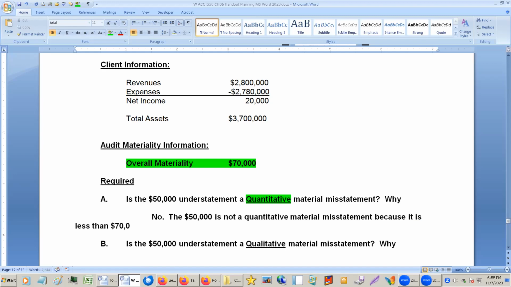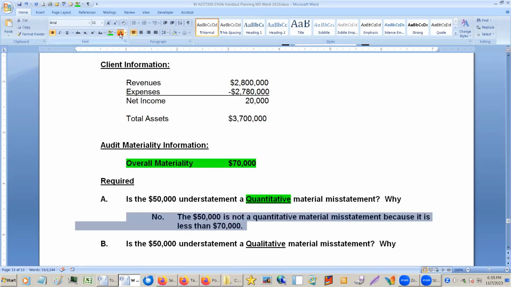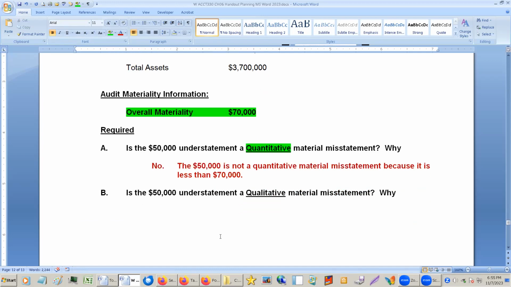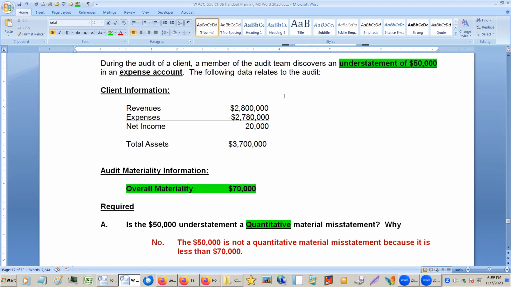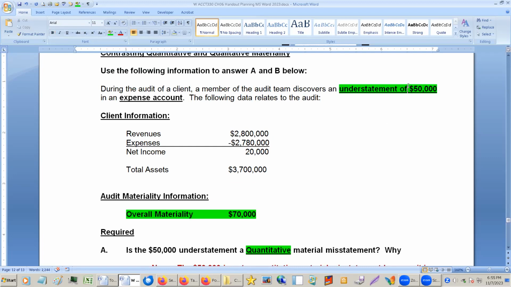So this is actually an immaterial misstatement quantitatively. Clean this up a little bit. Okay, now qualitatively, is it a material misstatement? Now let's take a look and see what these financial statements should have looked like if they had the $50,000.